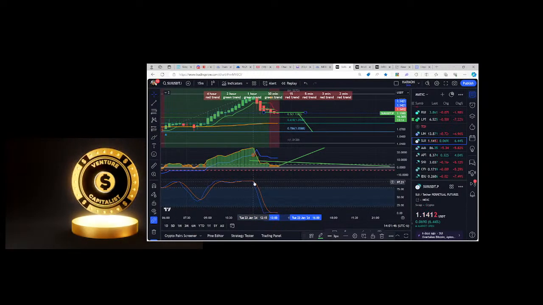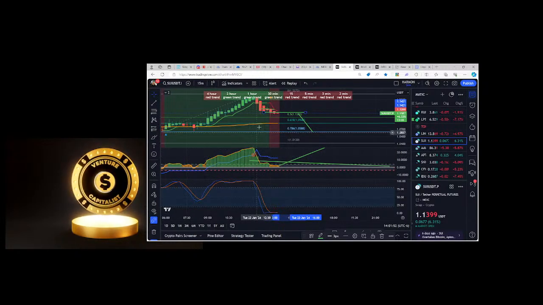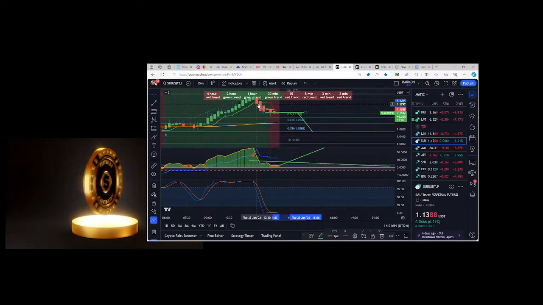Now you can see on a short, as soon as you get a 15-minute moon and a 15-minute RSI cracking down, like look at Sue, that's an entry to a short right there. That would have been at 17 bucks.